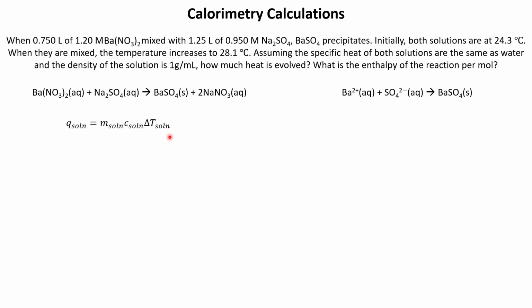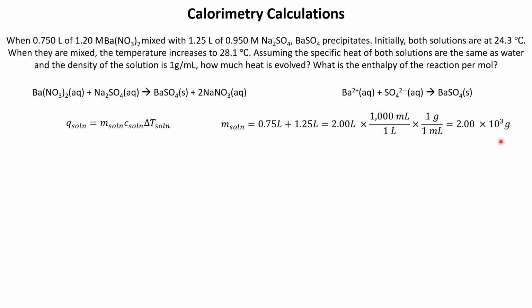Before we can plug numbers in, we need to do a little bit of what I call a side calculation. We need to figure out the mass of this solution. How do we do that? We first figure out our volume. So our mass of our solution, we're going to take our two volumes that we added. So we added 0.75 liters of our barium nitrate and 1.25 liters of our sodium sulfate. That gives us a total volume of 2 liters. Well, what is the mass of that 2 liters? Remember, the density of the solution is 1 gram per milliliter. So first taking these liters, converting to milliliters, and then using the density, we get a mass of 2 times 10 to the third grams.